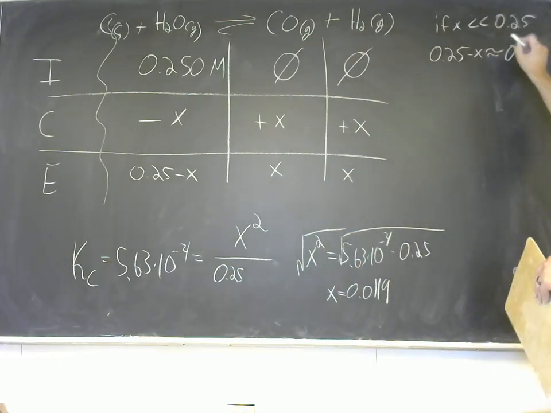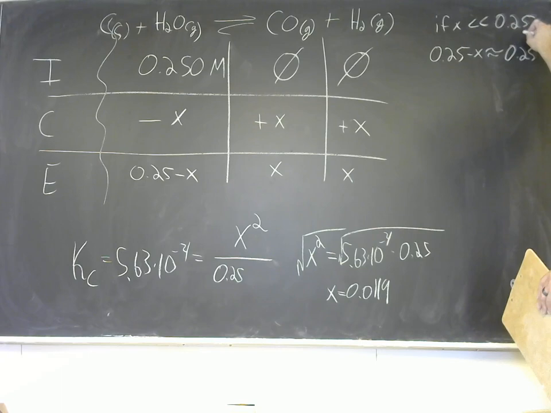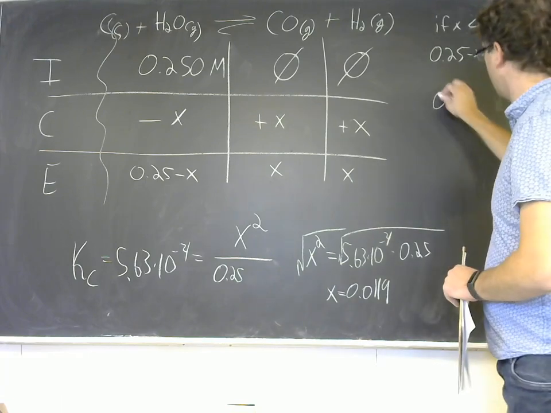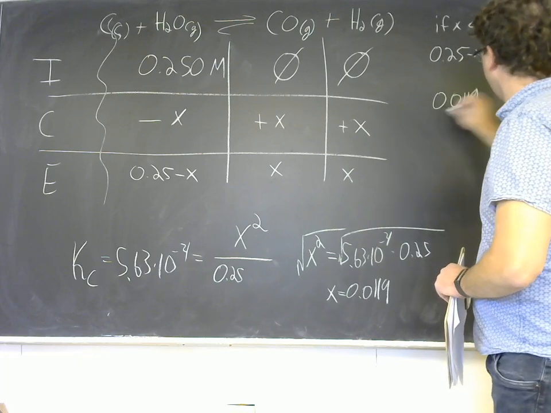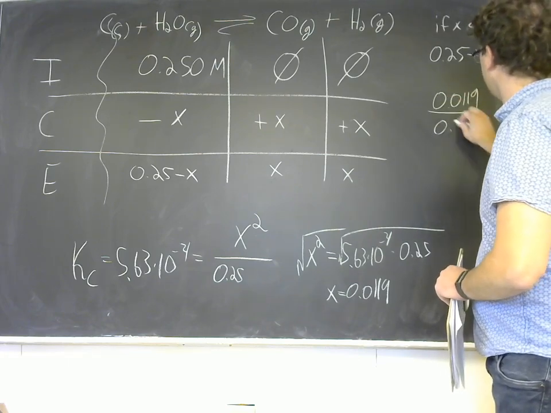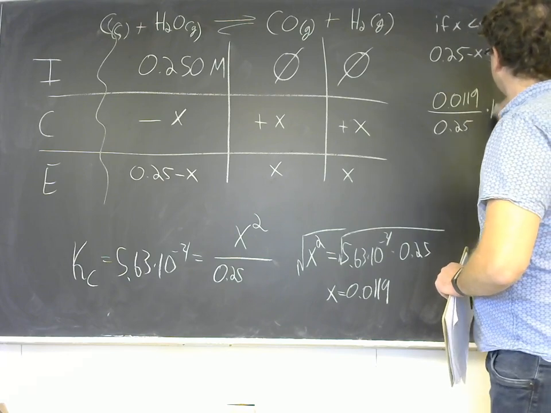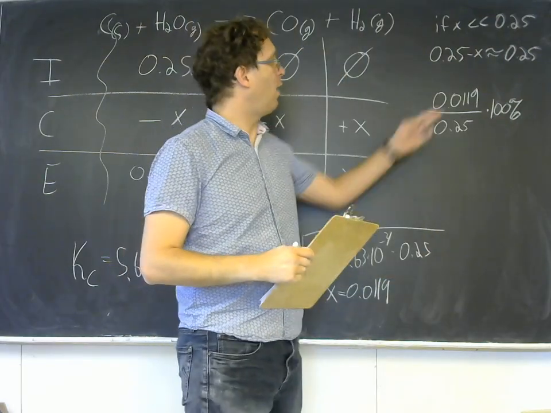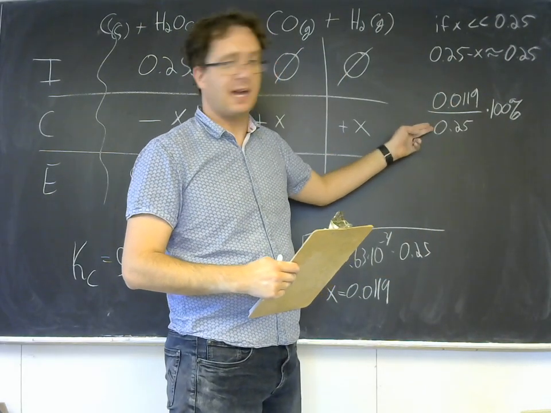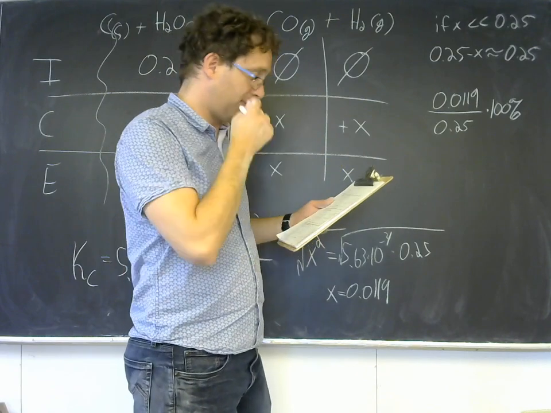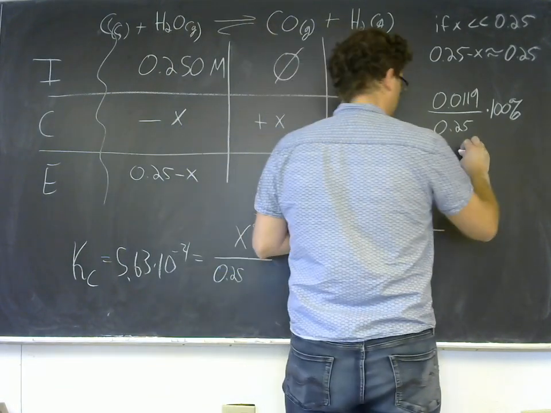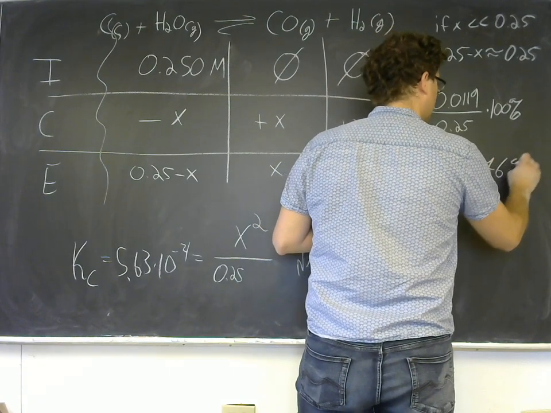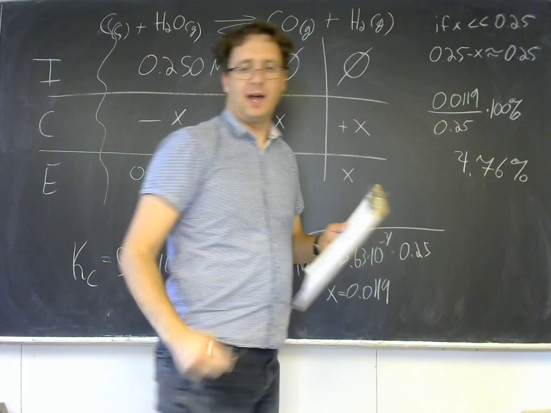Now, is 0.0119 much less than 0.25? Well, we have a threshold. I'm going to take 0.0119 divided by 0.25 times 100%. That's going to tell me how big this number is as a percentage of the number I subtracted it from. And it looks like it's going to be 4.76%.